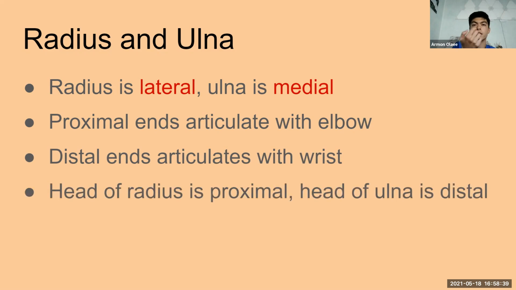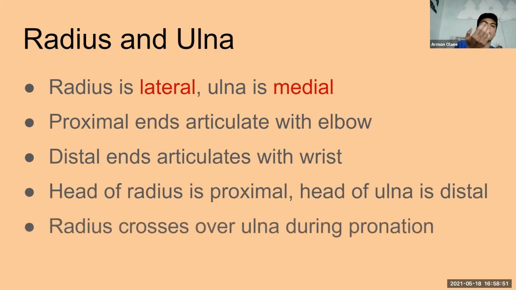The head of the radius is proximal, while the head of the ulna is distal. So that's a feature that you guys have to remember if they ask on a test. The head of the radius is proximal, and we will look at that in the next slide. Also, the radius crosses over during pronation. So during supination, if your palm is facing upwards and you turn it over, your radius actually crosses over the ulna, and we'll talk a little bit more about how and why it does that.